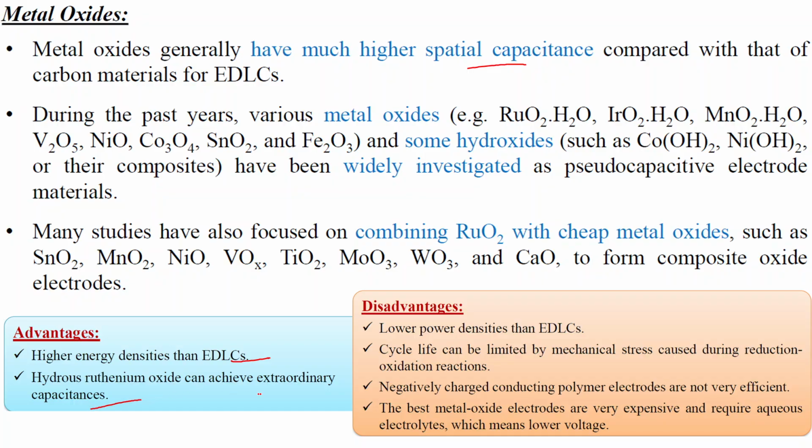Hydrous ruthenium oxides can achieve extraordinary capacitance, but they have various disadvantages also, that is lower power density than EDLC. Cycle life can be limited by mechanical stress caused during the reduction and oxidation reactions. Negatively charged conducting polymer electrodes are not very efficient, and the best metal oxide electrodes are very expensive and require an aqueous electrolyte, which means lower voltage. Okay.